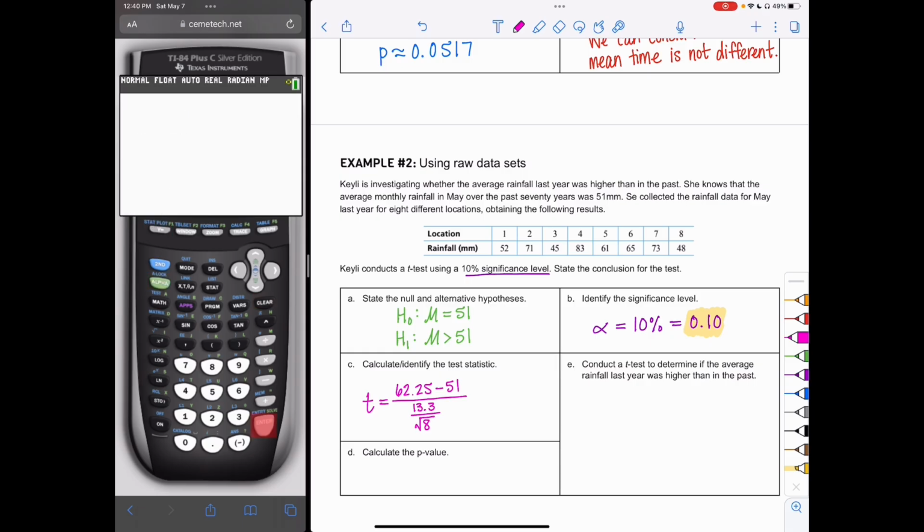So we're going to have alpha y equals 62.25 minus 51 divided by 13.3 over the square root of 8. So now that we have that, we see that our test statistic is approximately 2.39 here.